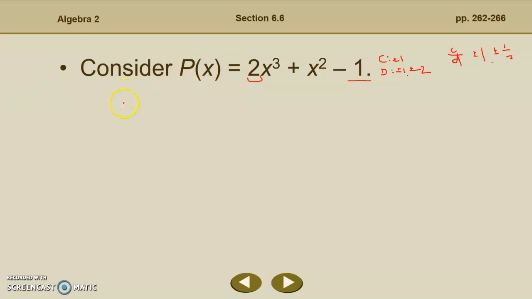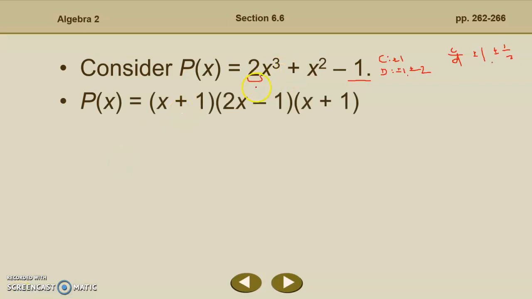When we use synthetic division, we get a depressed polynomial. And our depressed polynomial is actually 2x squared plus x minus 1, which we can then factor. And when we factor that, we get 2x minus 1 and x plus 1.